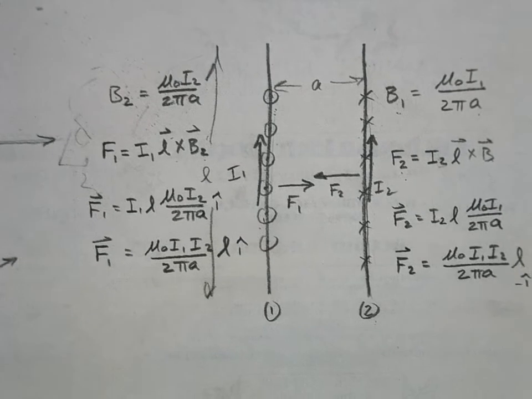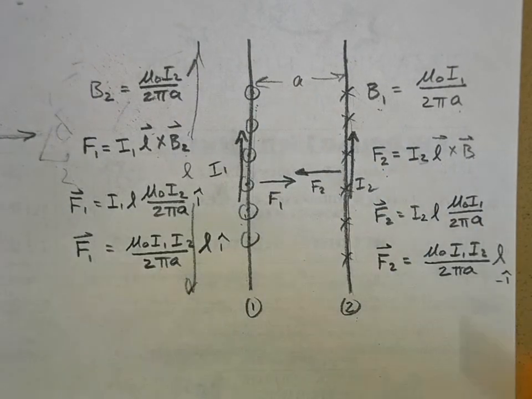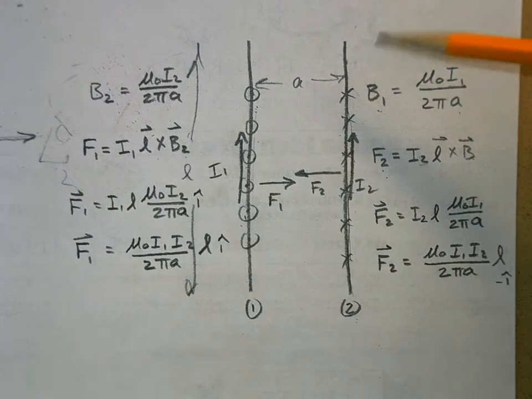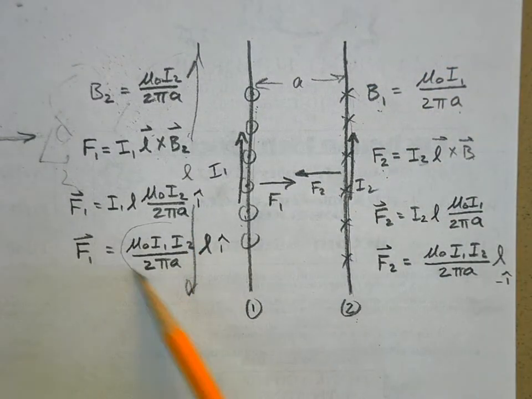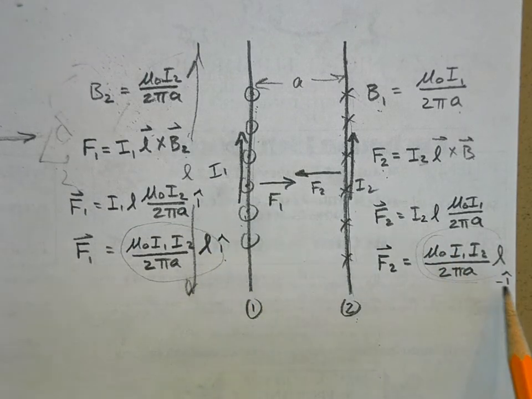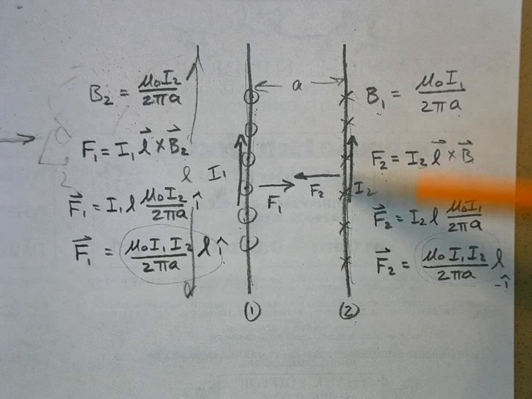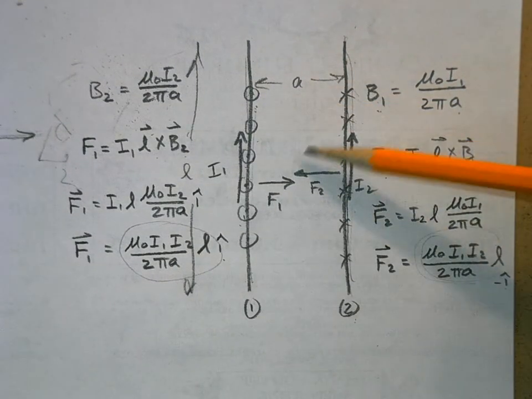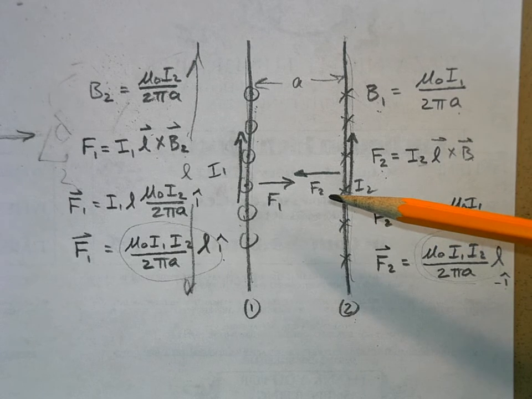So you can see that the forces on these parallel wires are equal to each other. Look, this force and this force are equal, but this was to the right and this one's to the left. So Newton's third law is happy. And by the way, this is a really good thing. If you've got two wires that are parallel to each other, there is a force between them and that force is attractive.